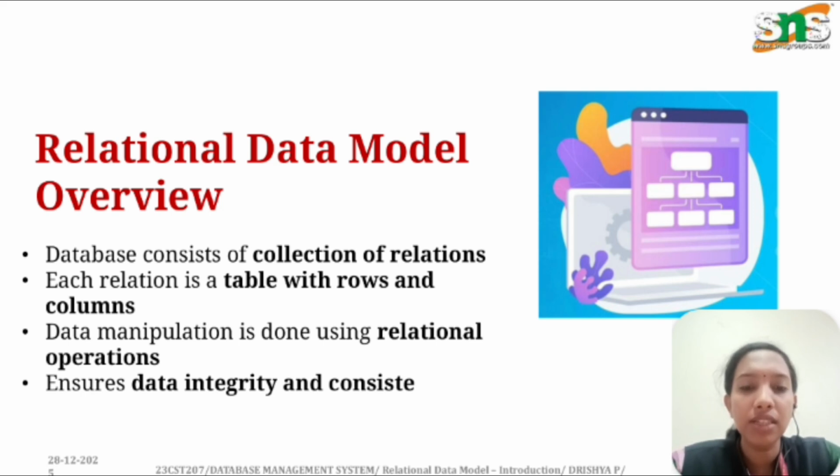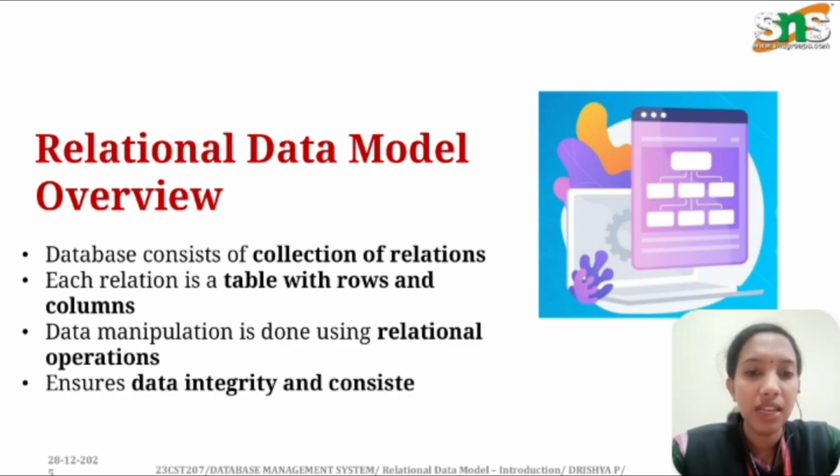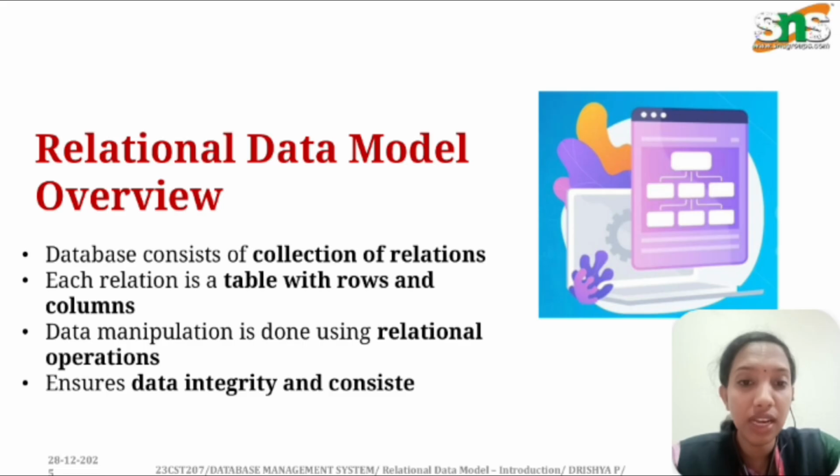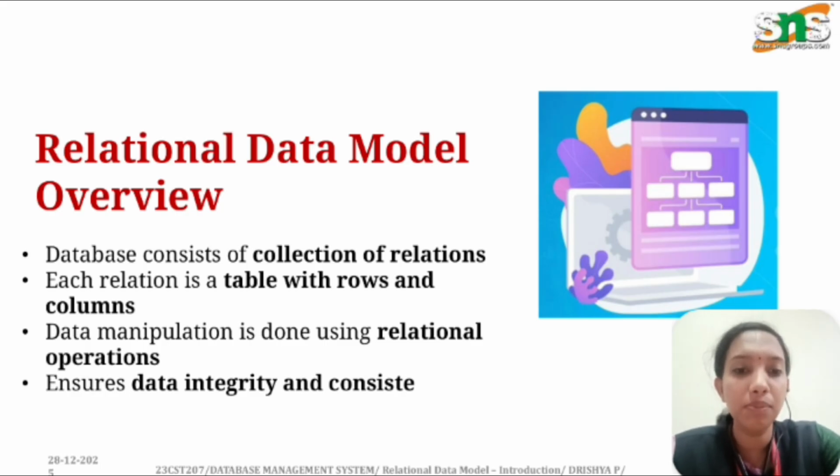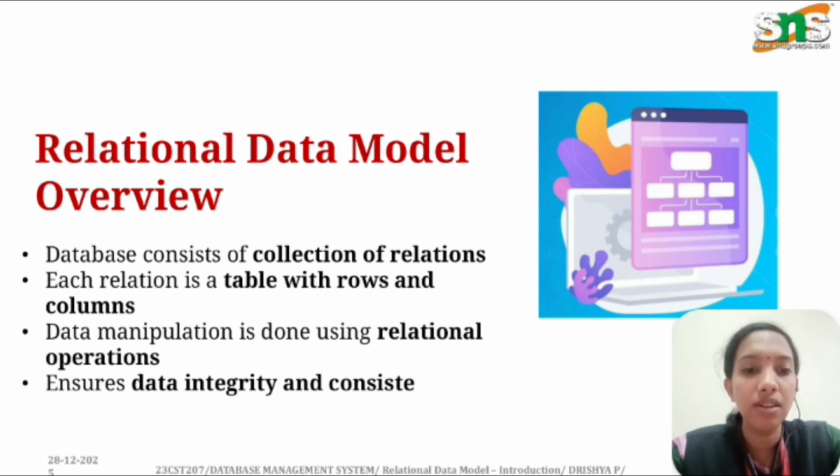So in the relational data model, the database is a collection of relations, a collection of tables. Each one is connected. Each table contains rows and columns, that is, attributes and tuples. The data manipulation is done using the connections between these relations, using some operations, which ensures data integrity and consistency.